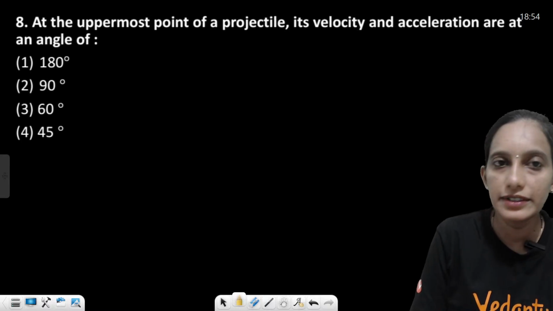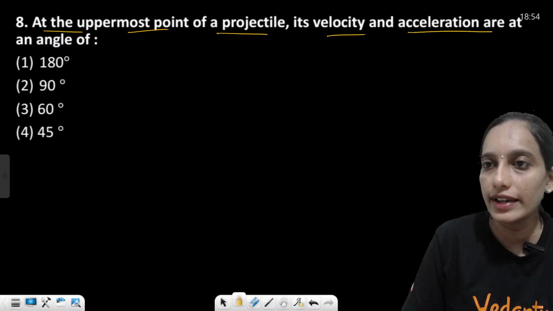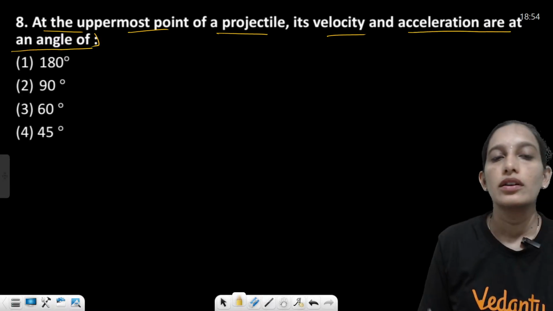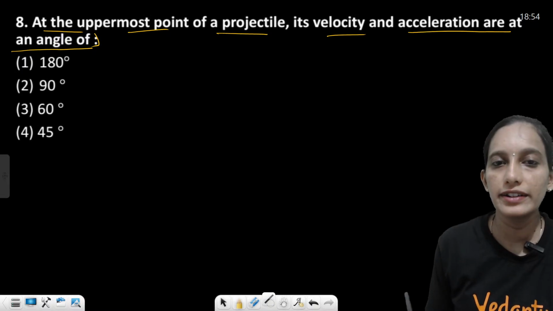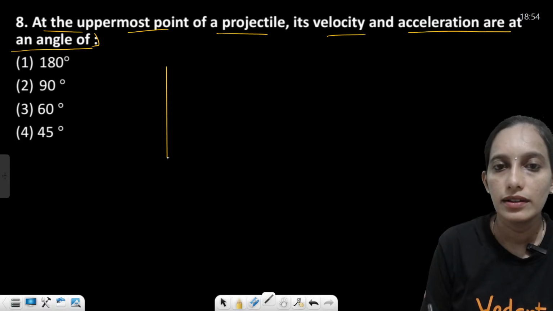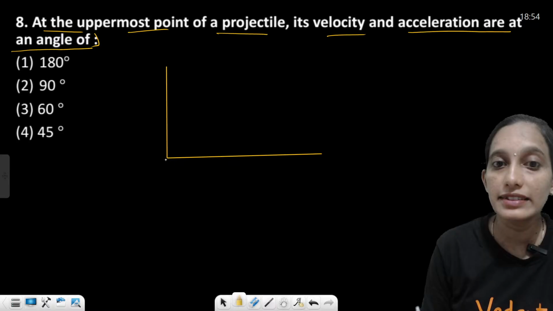Question number 8. At the uppermost point of a projectile, its velocity and acceleration are at an angle of. So they have asked what happens at the uppermost point. So the angle between acceleration and velocity.